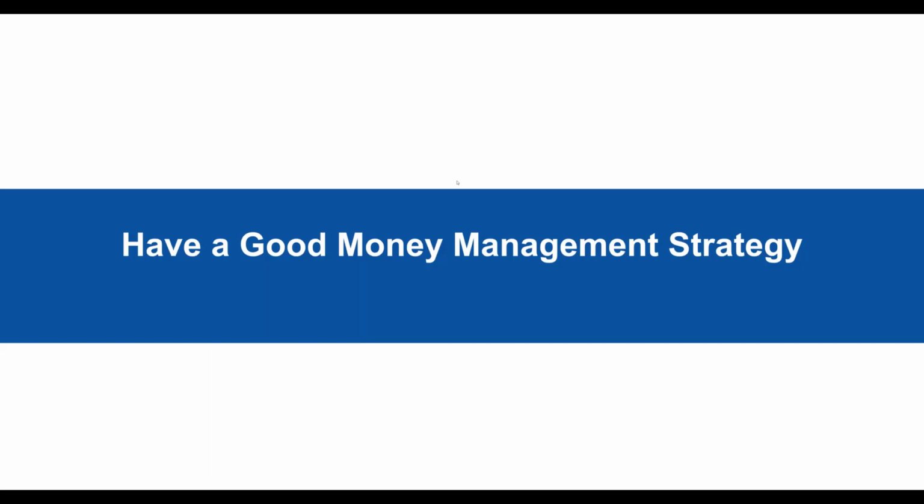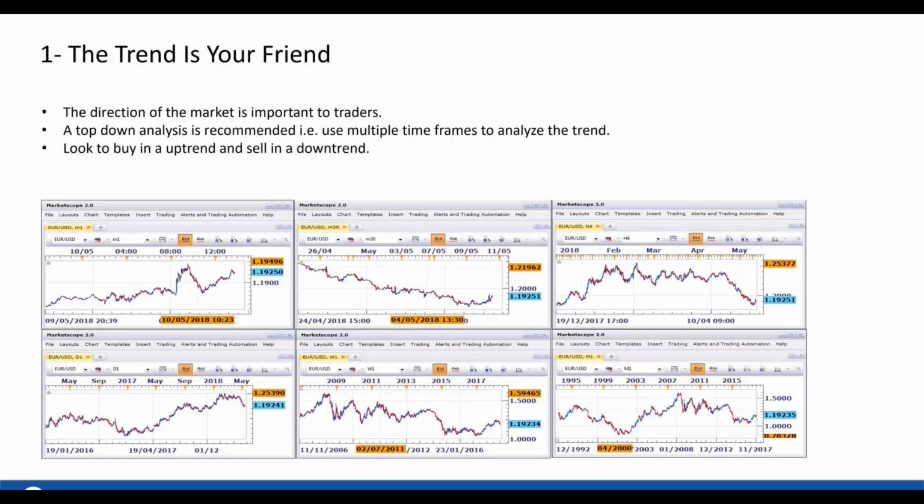Have a good money management strategy. 1. The trend is your friend. The direction of the market is important to traders. A top-down analysis is recommended. That is, use multiple time frames to analyze the trend. Look to buy in an uptrend and sell in a downtrend.